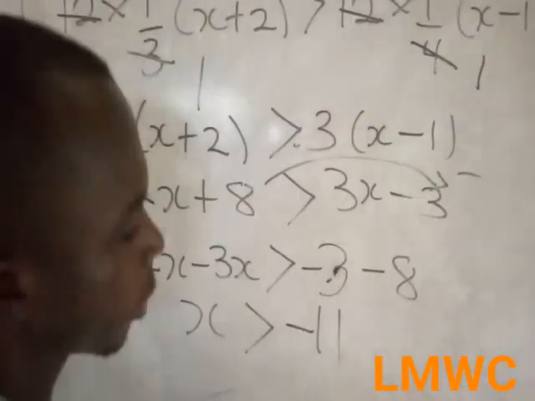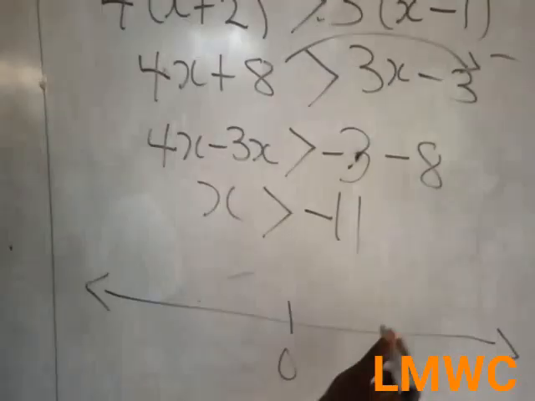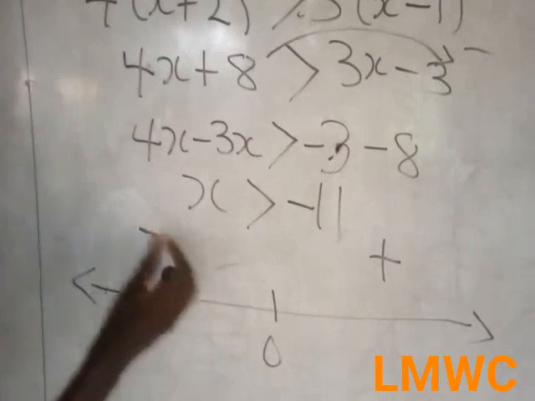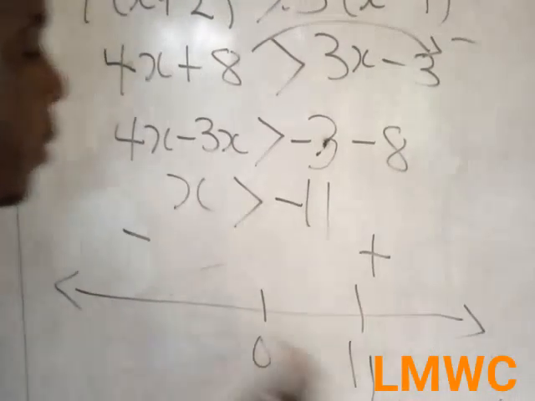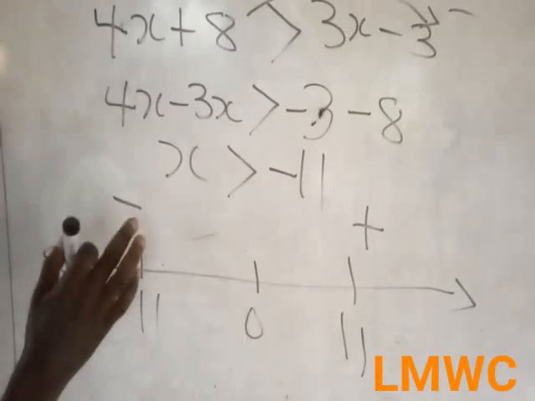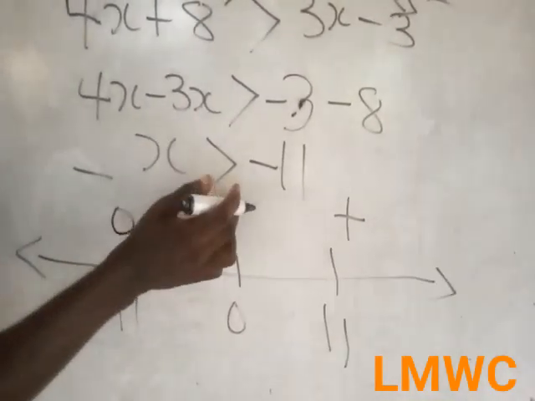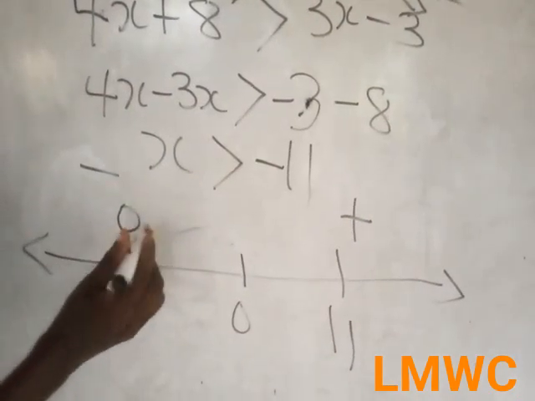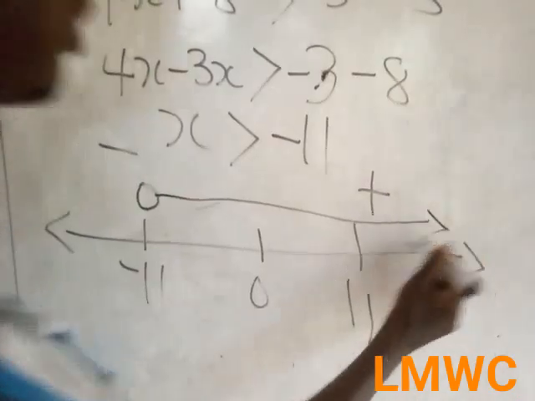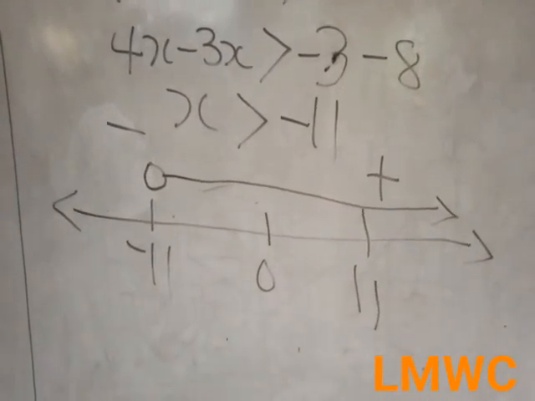Once we have this, we represent it on the number line. Here is positive, here is negative. So we have 11 here and negative 11. We are talking of negative 11, and this should be an open circle. Greater than moves to this direction. So this is question 1.